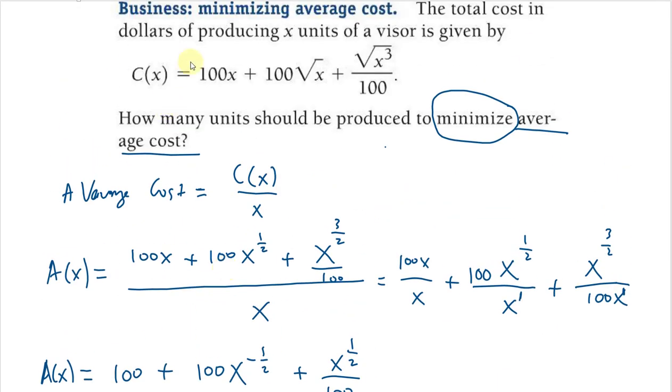There should be a local minimum, so at this number of units, 10,000 units, we are minimizing the average cost. Okay, so they ask you how many units should be produced to minimize the average cost. The answer is 10,000 units.